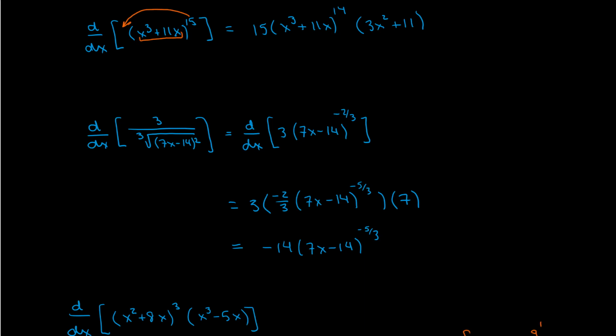We now need to compute the derivative of the inside. Well, the derivative of x cubed plus 11x is 3x squared plus 11. So we have first, this is f prime of g of x. We've taken the derivative of the outside, left the inside alone, and this part here is the derivative of the inside. So you can see we actually have followed the pattern for the chain rule.